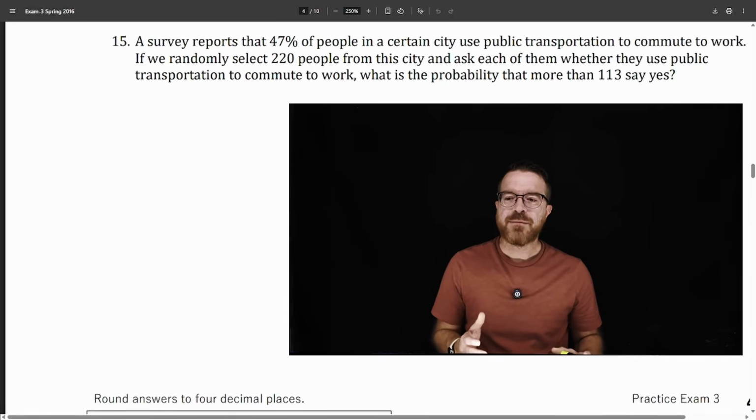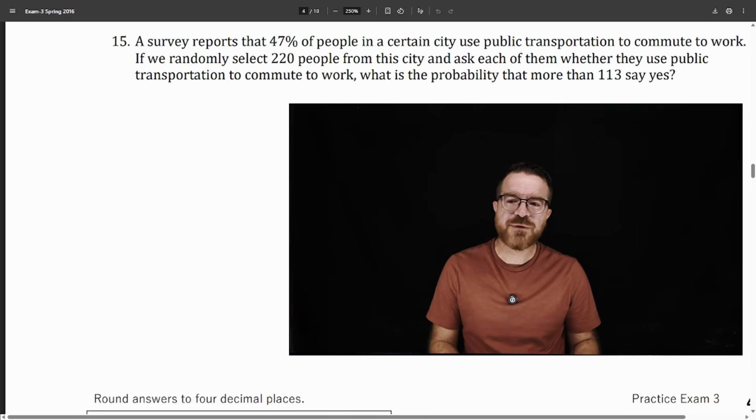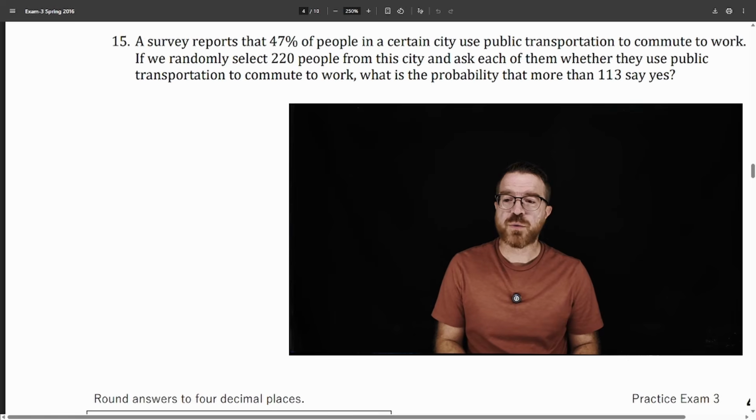For problem 15, we have a survey that reports that 47% of people in a certain city use public transportation to commute to work. If we randomly select 220 people from this city and ask each of them whether they use public transportation to commute to work, what is the probability more than 113 say yes?